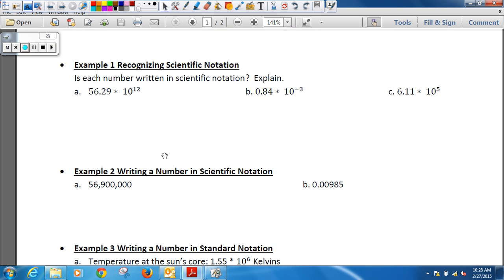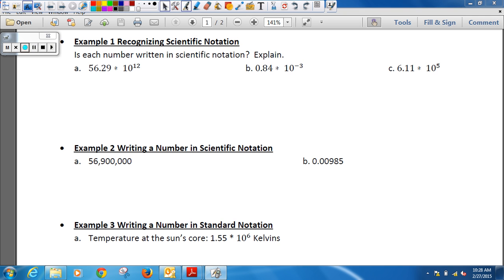Example 1 is just simply recognizing: is it in scientific notation, and explain. Well, here's your a. We said a has to be between 1 and 10. This is not, so this is no. And it says to explain, so it's no, because 56.29 is greater than 10. If that's not between 1 and 10, then it's not in scientific notation.